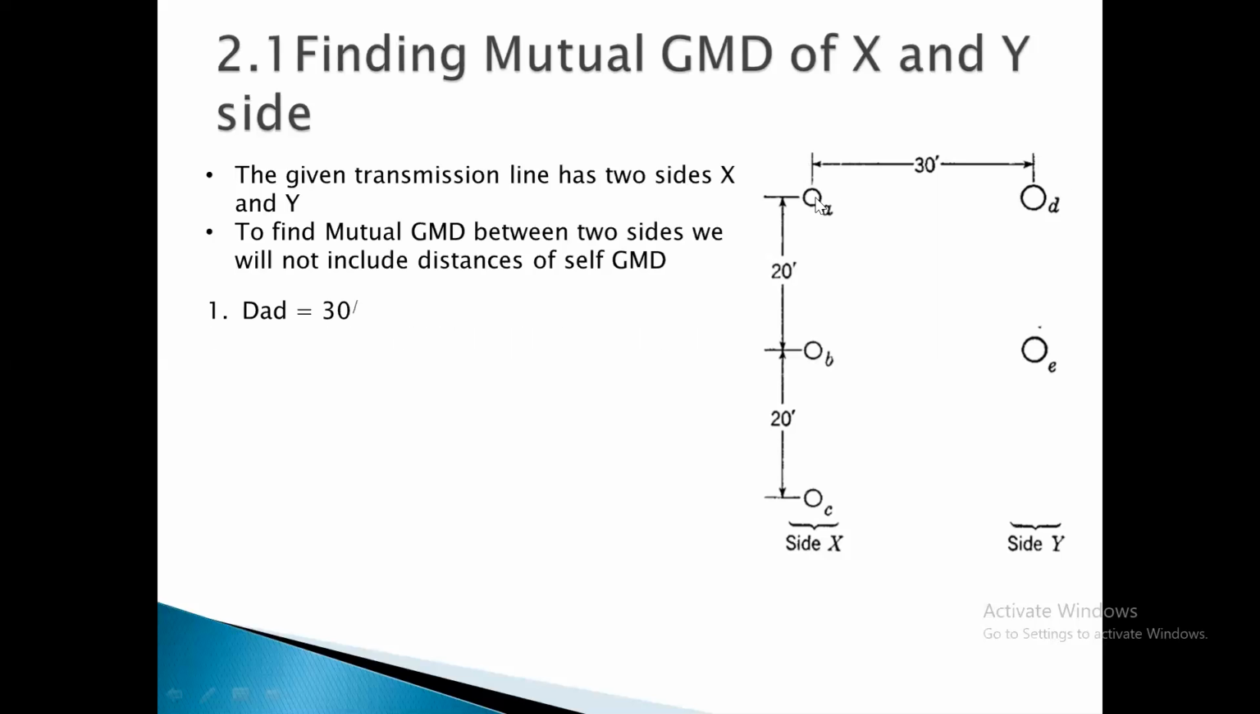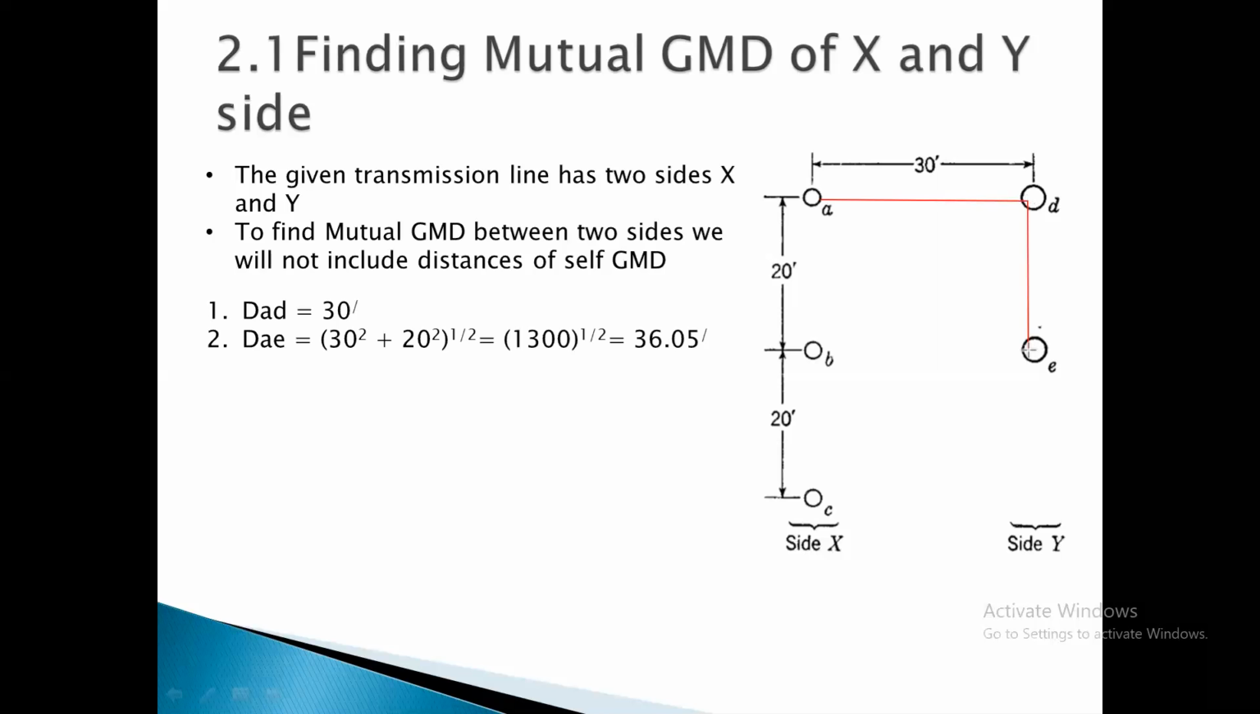Firstly, for A, the distance from A to D is 30 feet, it is given. Then the distance from A to E is 36.05, and I am explaining here how. We know that the distance from this point to this point is 30 feet, and the distance from this point to this point is 20 feet. As you know that it is in parallel, the distance from here to here is equal to the distance from here to here, so I will write 20 feet here.